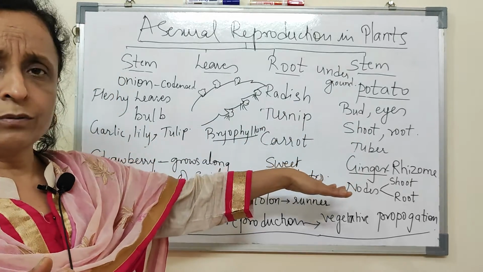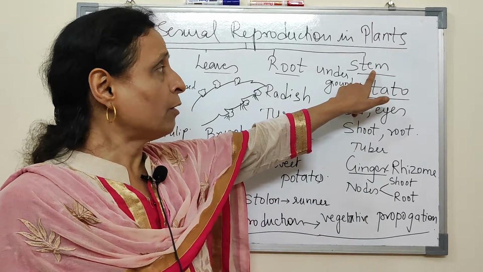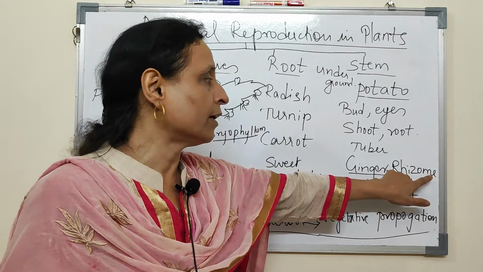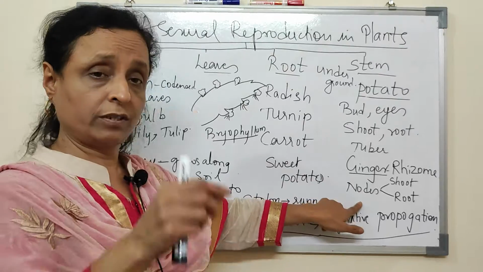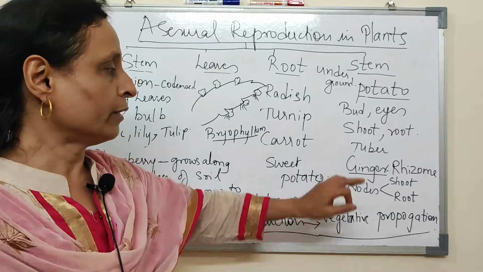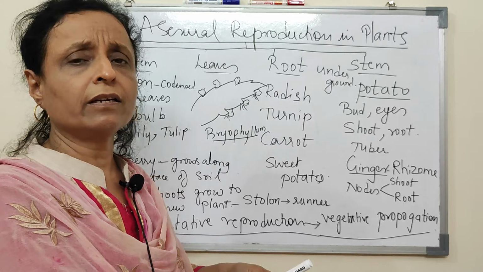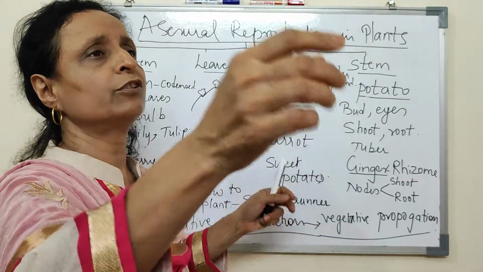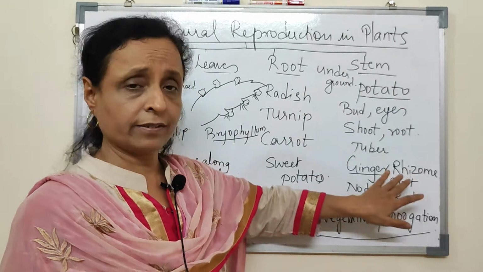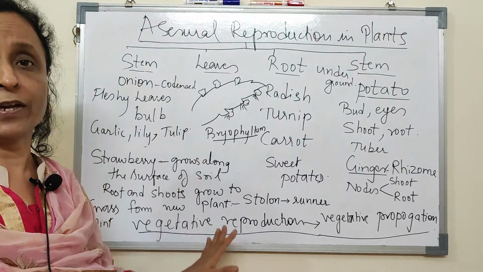Now, similar to the stem potato, there is even the ginger. This modified underground stem potato is known as a tuber, but ginger is known as a rhizome. It has nodes on it, which are capable of developing shoot and root, and a new plant can be produced from a ginger. So you plant a ginger under soil, you'll have many plants together. So this is how reproduction takes place, by underground stem. So this is vegetative reproduction, vegetative propagation.